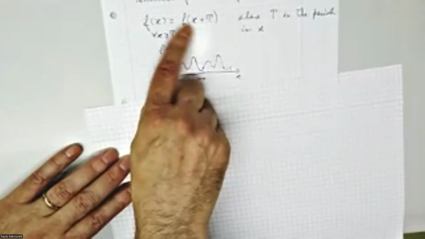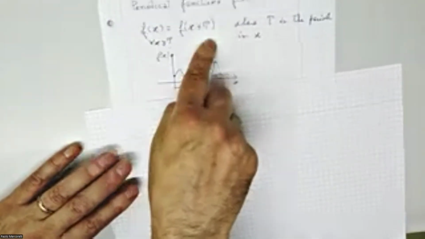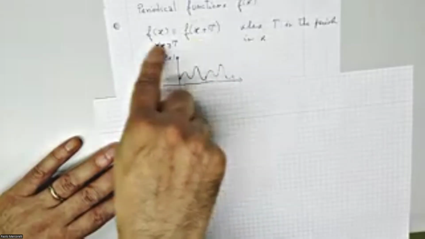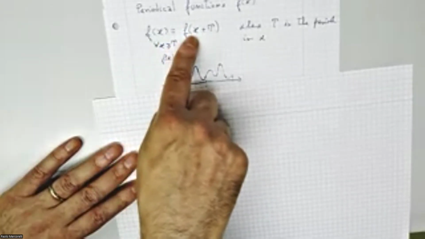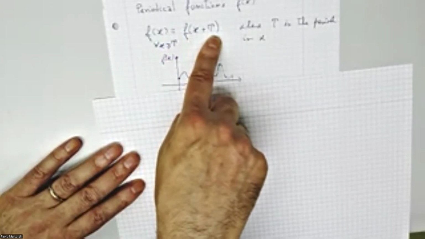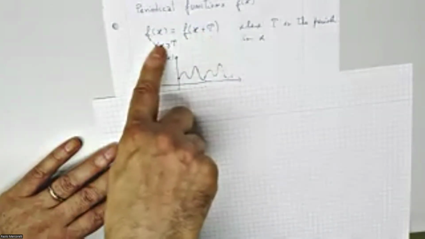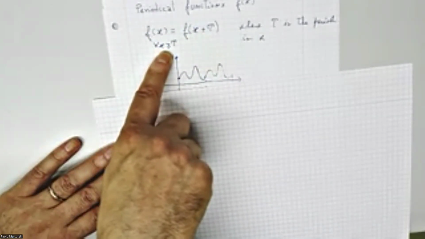This is the definition of a periodical function. This means starting from t, I will assume the same values. Probably you know this definition. f of x is equal to f of x plus T. T is the period. This means for x larger than or equal to T, we have the same values.